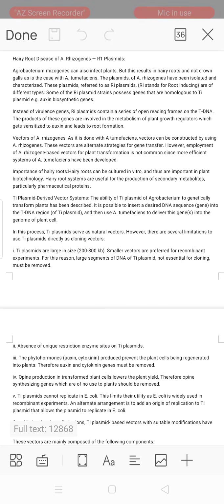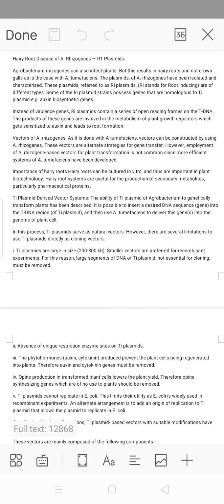Importance of hairy roots. Hairy roots can be cultured in vitro and thus are important in plant biotechnology. Hairy root systems are useful for the production of secondary metabolites, particularly pharmaceutical proteins.